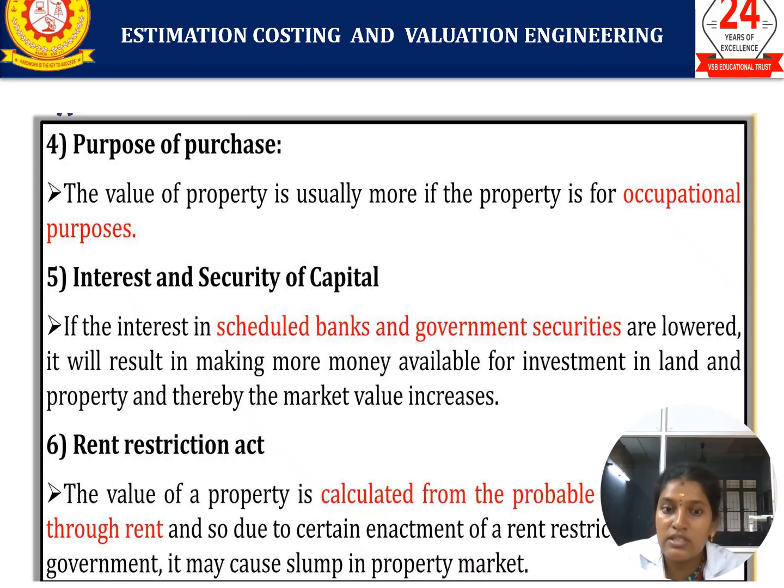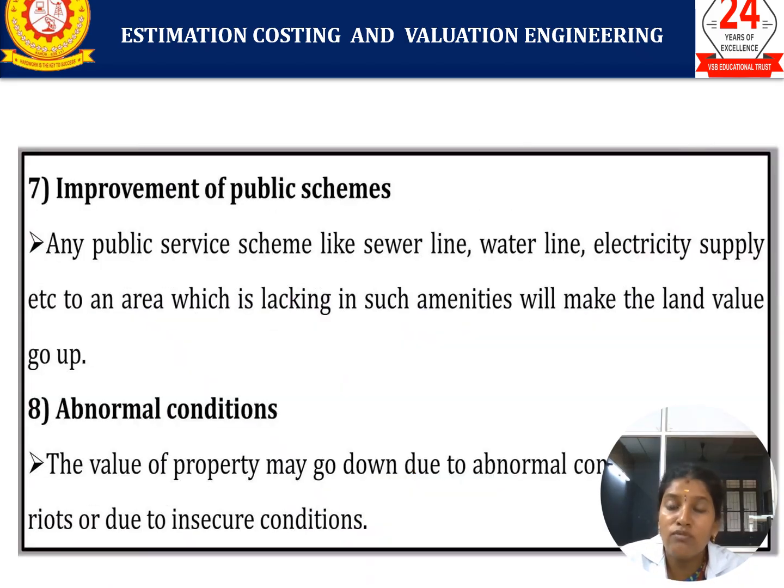And interest purpose and rent fixation. We already discussed that initially 6 to 10% of the total value is fixed for rent purposes, right? So that is also the rent restriction act, and improvement of public schemes. We already explained that this site is available in a location with all facilities like water line, sewer line, electrical supply, everything incorporated and connected to that site.